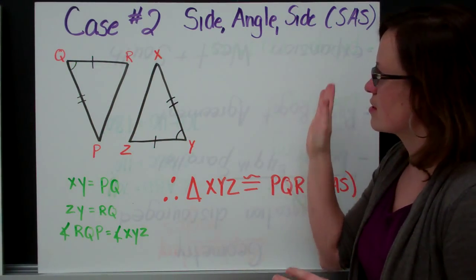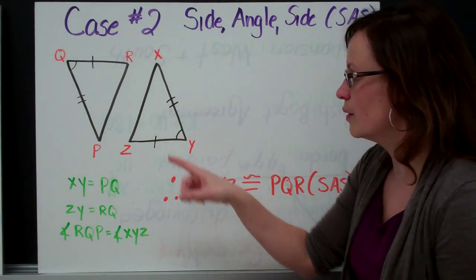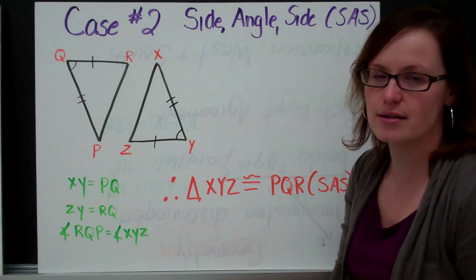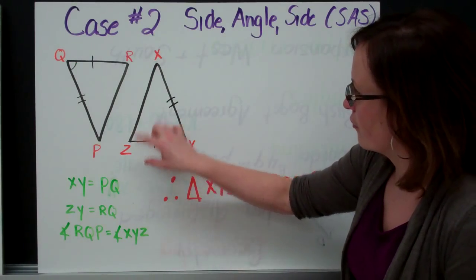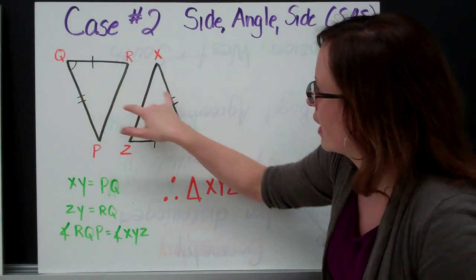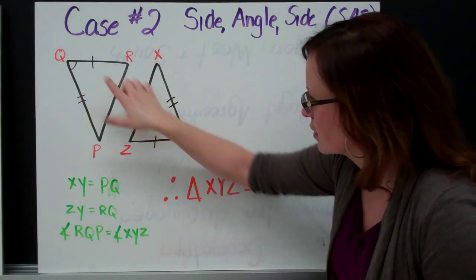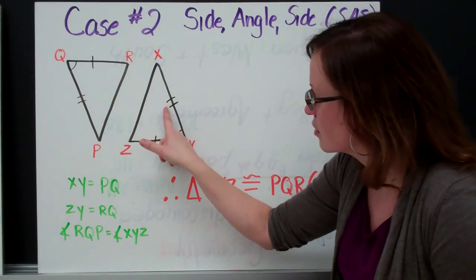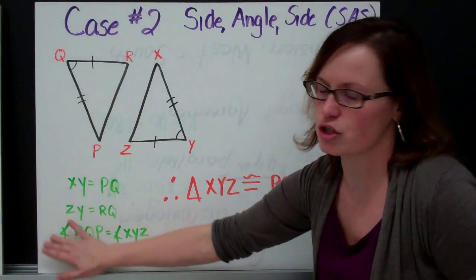The side, angle, side rule is if you have 2 sides that are common, which we do, and you have a common angle that is in between those 2 sides, then your 2 triangles are congruent. So we have 1 common angle here, 1 common angle here, and 2 common sides and a common angle that is between the 2 common sides. Our triangles are congruent. And remember, you always show your work.